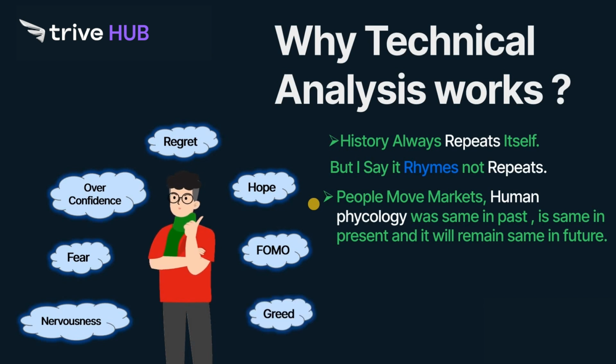And greed. The greed factor was there in human nature like 500 years ago. The greed is the same and the greed will remain the same in the future also. So these emotional factors can make you buy or sell in the market, and that buying or selling forms some kind of patterns on the chart, and those patterns can convey a message and you can use it. This is why technical analysis works.